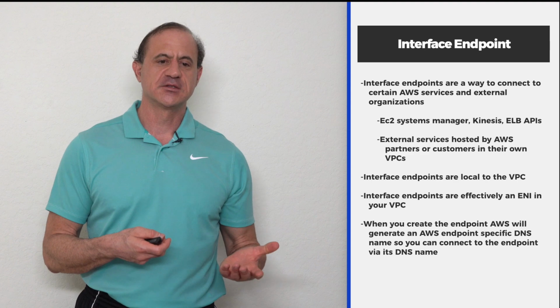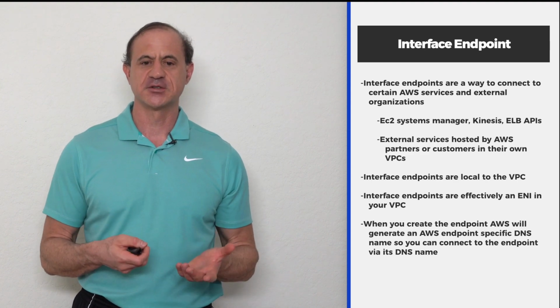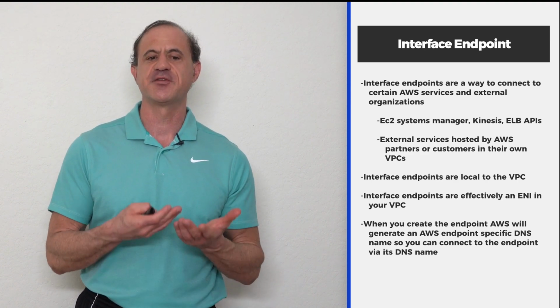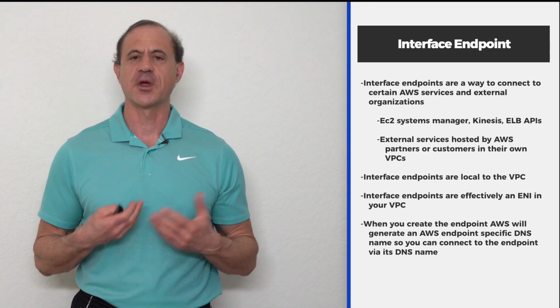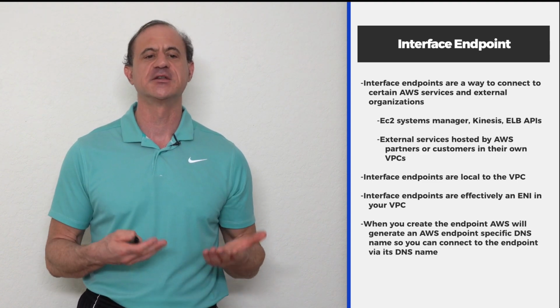So when you create these interface endpoints, AWS is going to generate an endpoint-specific DNS name, and that way you can connect to the endpoint via its DNS name.